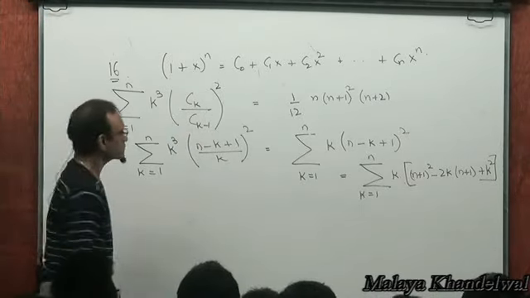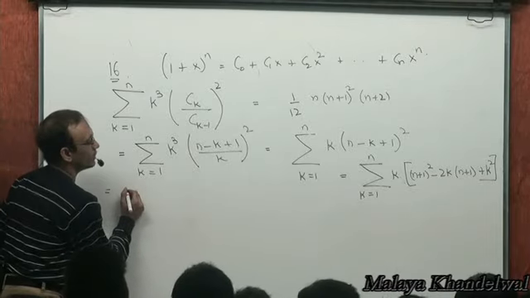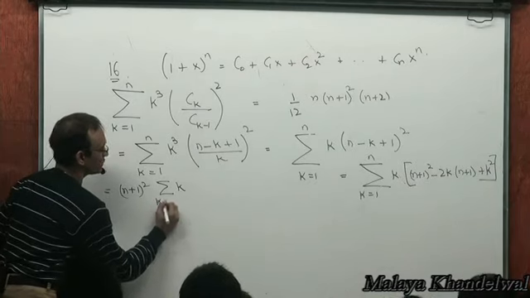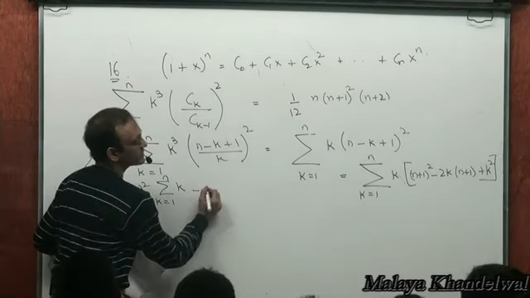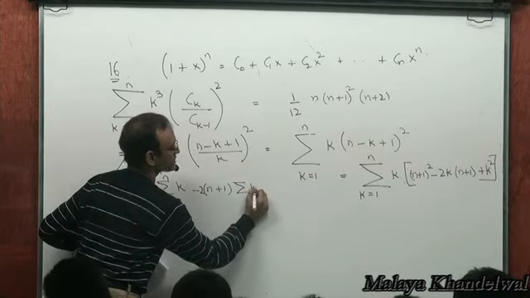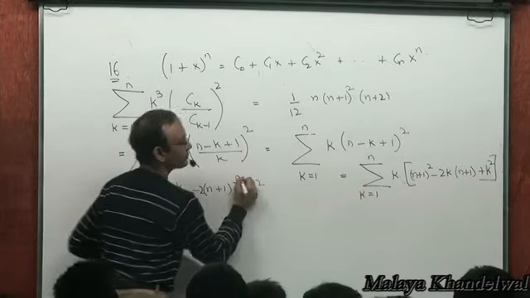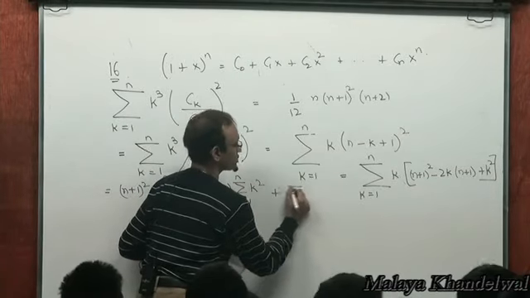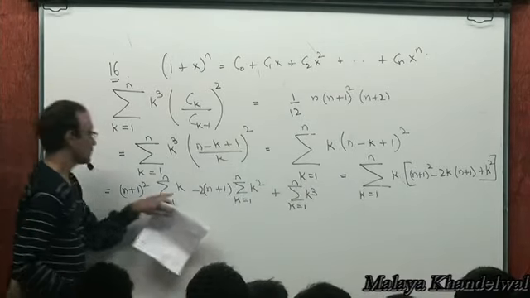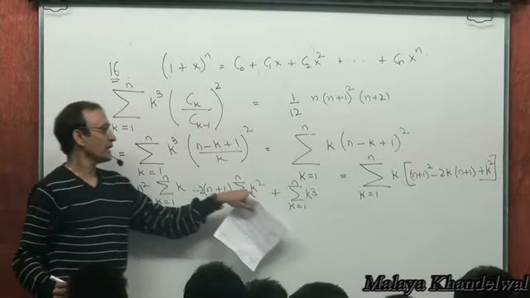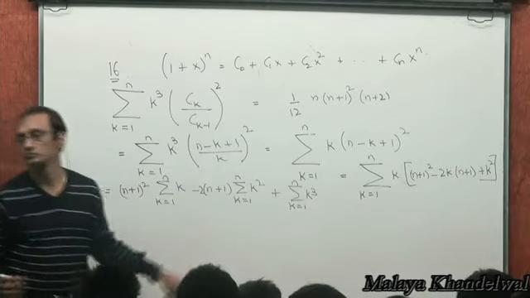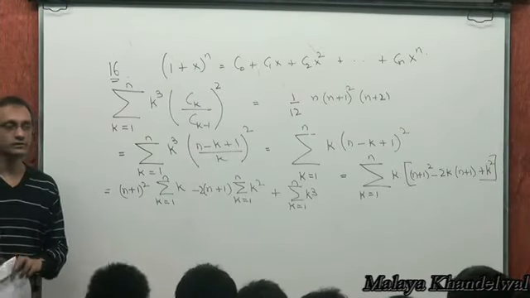Right? Which is n plus 1 whole squared summation k equal to 1 to n, minus 2 into n plus 1 summation k squared, k equal to 1 to n, plus summation k cubed, k equal to 1 to n. This is n into n plus 1 by 2, n into n plus 1 into 2n plus 1 by 6, n into n plus 1 by 2 whole squared. Plug in and simplify. Right?